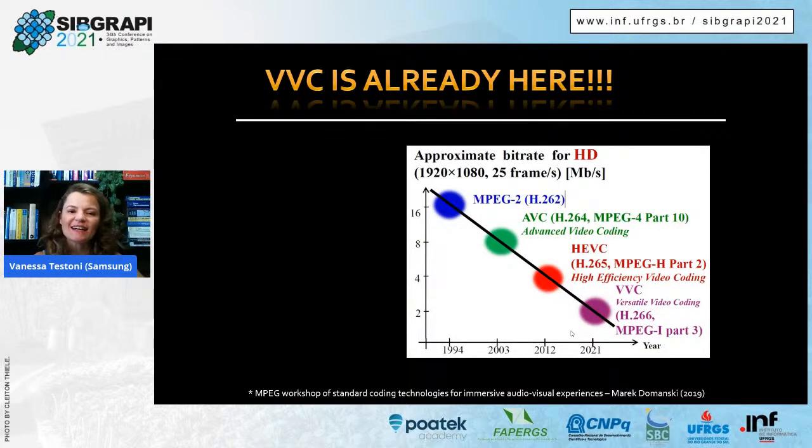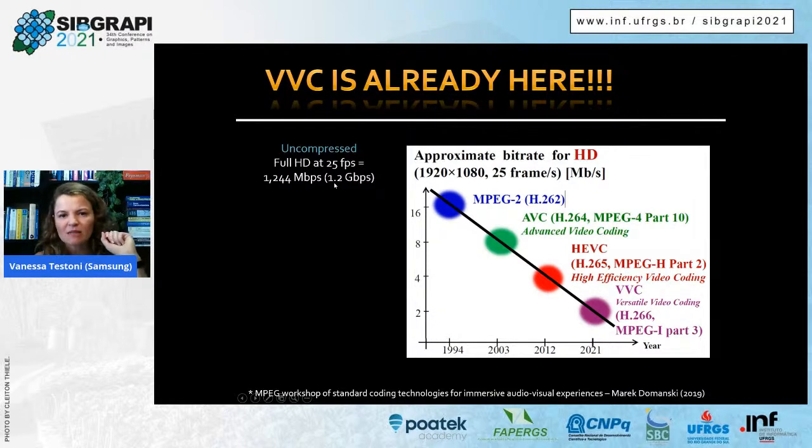And I included this picture because this is the magic I talked about first, right? So let's talk about a full HD video, 25 frames per second. Uncompressed, this means around 1.2 gigabits per second. So in 1994, when the first codec came up, they were already able to compress it by around 70 times. So it went from 1.2 gigabits to 16 megabits.